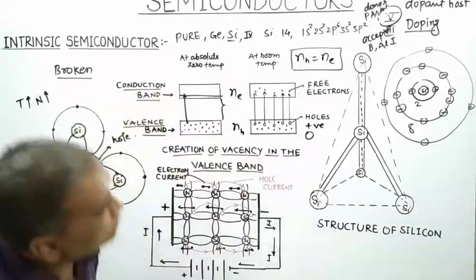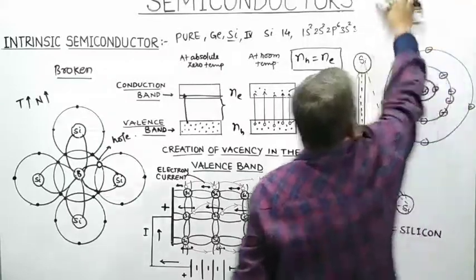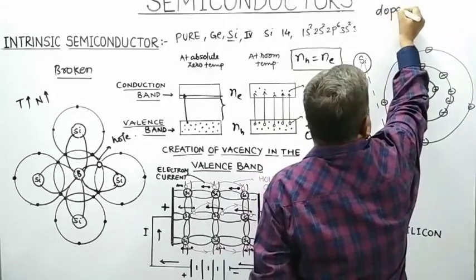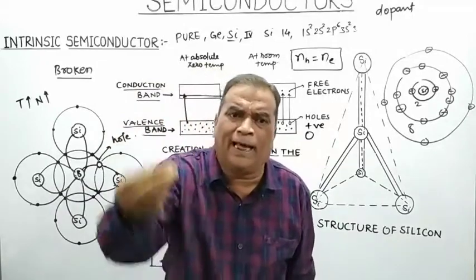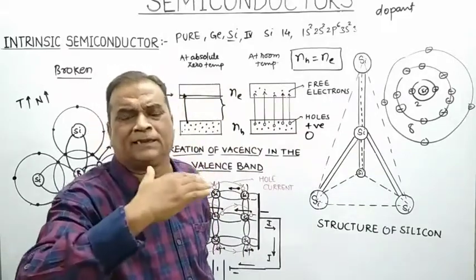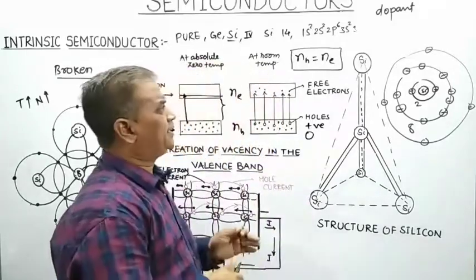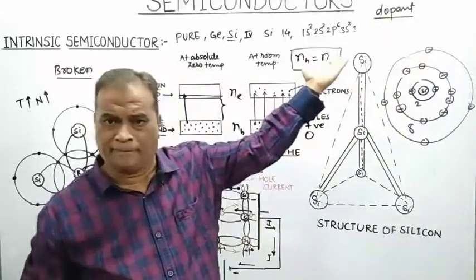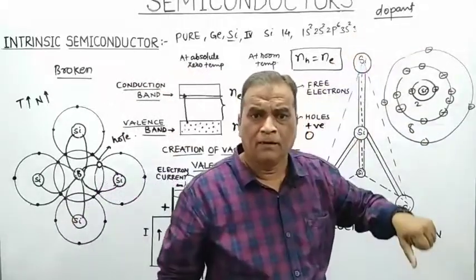Remember that as far as dopant and host are concerned, there is a restriction. Dopant means the impurity atom which is added to a pure semiconductor. Why are we adding impurity to a pure semiconductor? Because we want to increase the electrical conductivity of the semiconductor. The impurity atoms added to a pure semiconductor are called dopant.